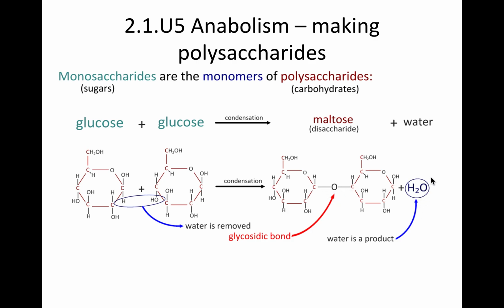And then notice at the end, so these two glucoses have bonded together, and at the end there's a water as a waste product. So in this case, we had 2 glucoses, and through a condensation reaction, it made maltose, which is an example of a disaccharide, plus a water molecule.